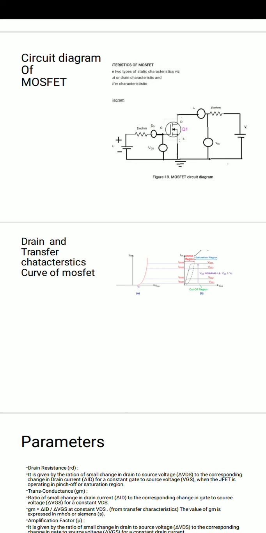Here we use two resistances. One will be used at the gate and another resistance will be used at the drain. The value of each resistor will be 1 kilo ohms.